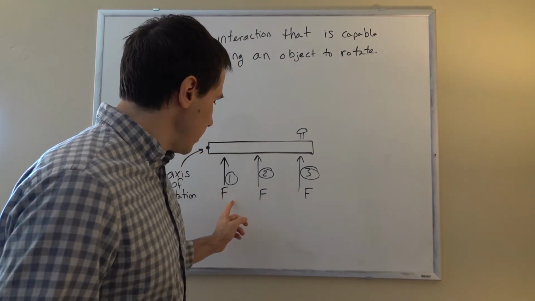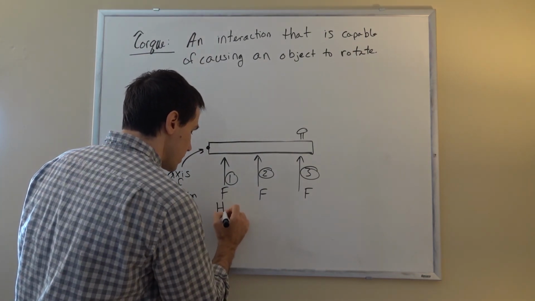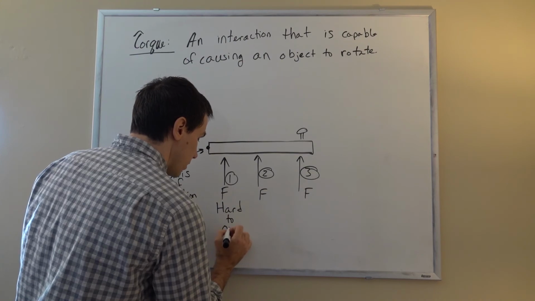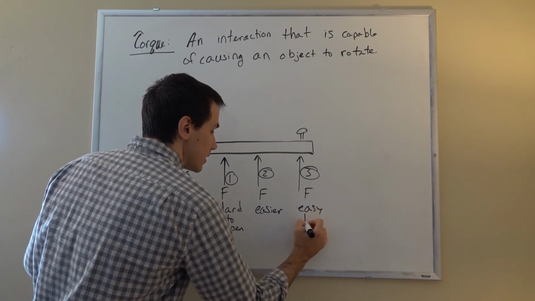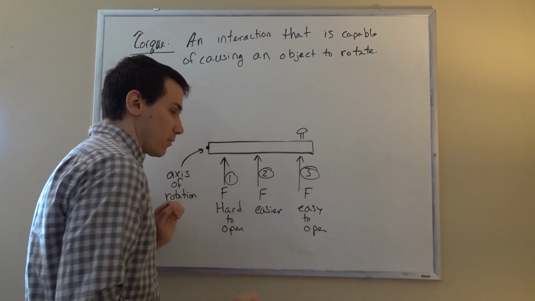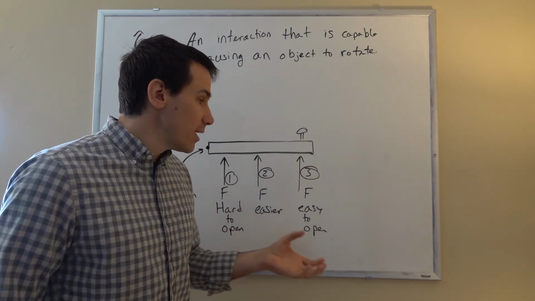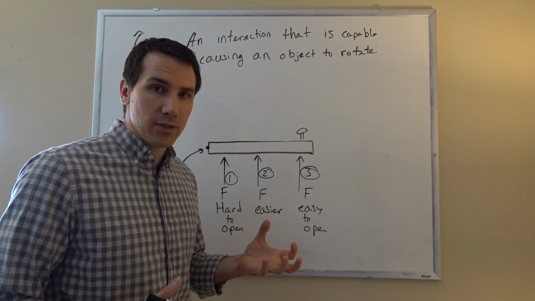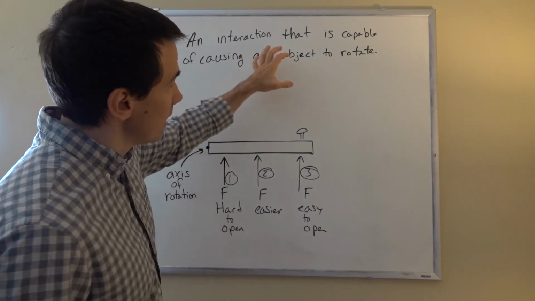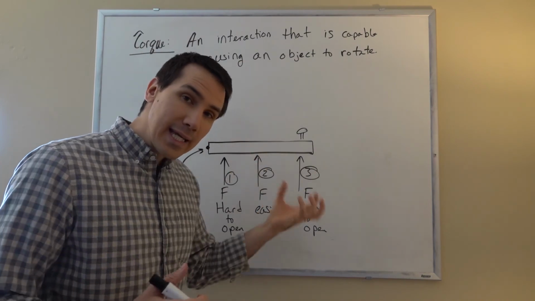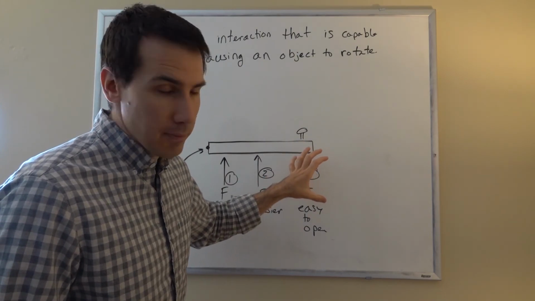And with these 3 locations on the door, you should have found that this was hard to open, right? This was easier, and this was easy to open the door, right? The further out you push on the door, the easier it is to rotate the door, which means that we get more torque, because torque is an interaction that is capable of rotating our object, and it's easier to rotate our object when we push out here at point 3.